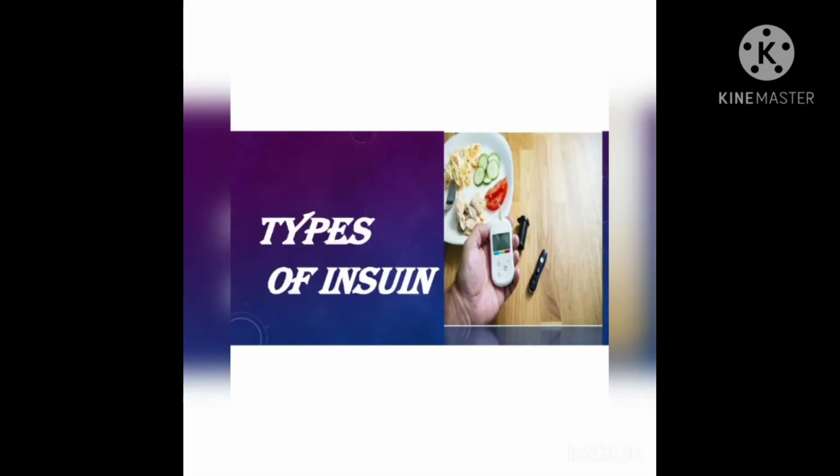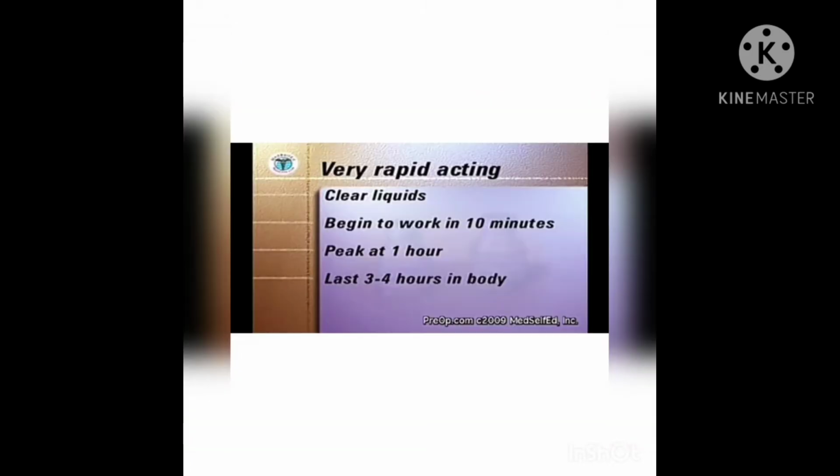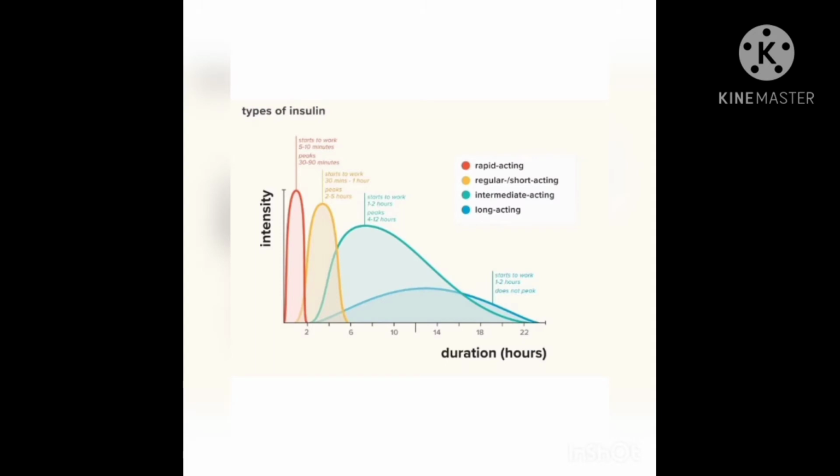Types of insulin. There are mainly 5 types of insulin: rapid acting insulin, regular insulin, intermediate acting insulin, long acting insulin, and combination insulin. Rapid acting insulin begins to work 15 to 20 minutes after injection. Its action is at its greatest between 1 to 3 hours after injection. It lasts 3 to 4 hours in our body and is given 15 minutes before a meal.